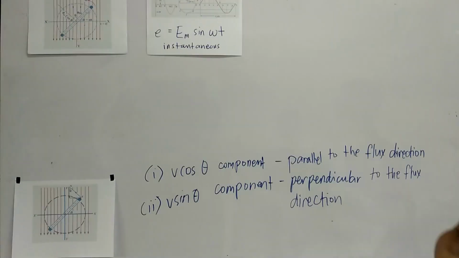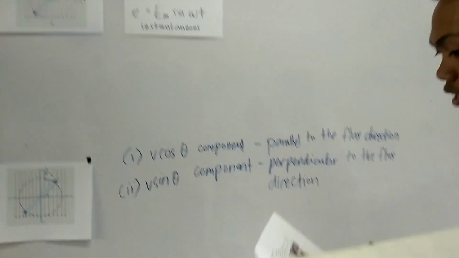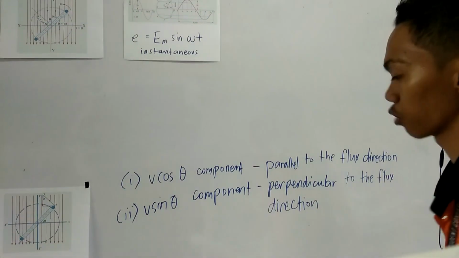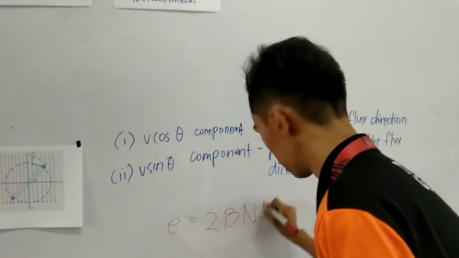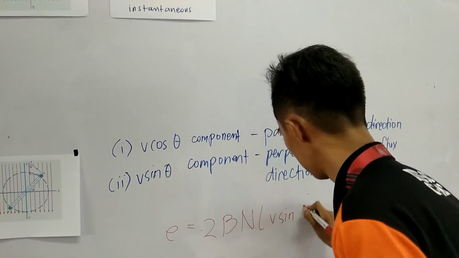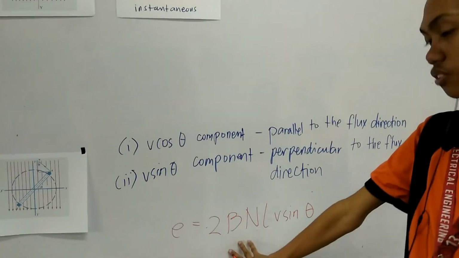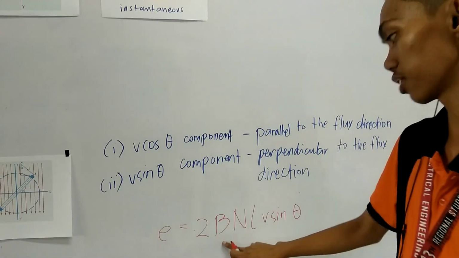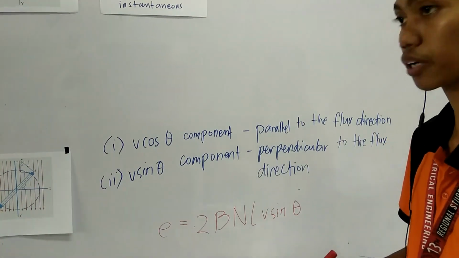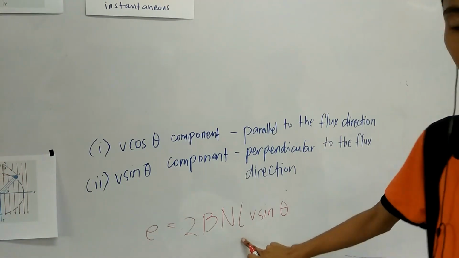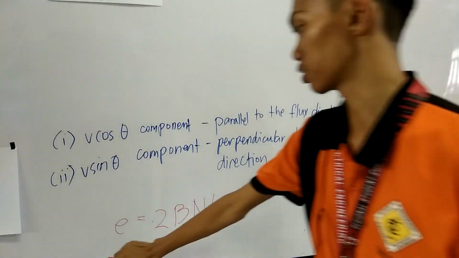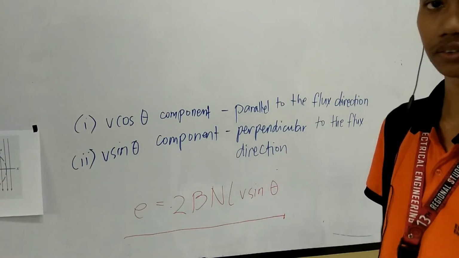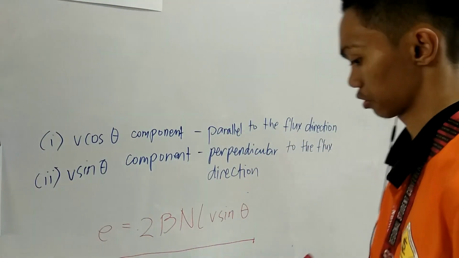Now, we shall define a new equation for an alternate EMF generated in both sides of the coil. This is referred to as E equals 2 B N L v sine theta. B here stands for the magnetic flux density measured in Tesla. N is the number of turns the coil has. L is the length of the coil. And v is the speed of the rotating coil. This is the equation for the EMF generated in this alternate method.